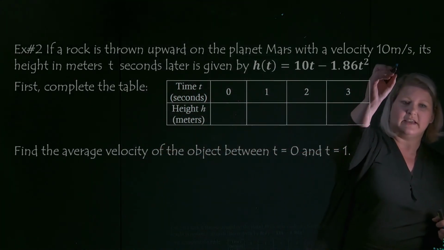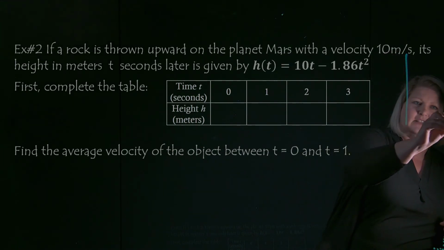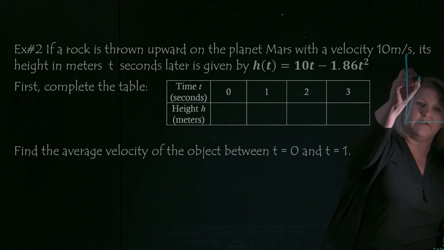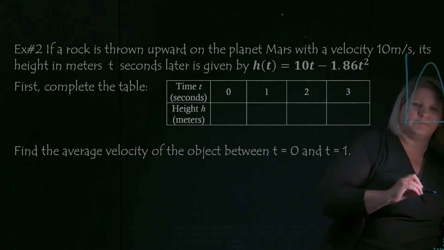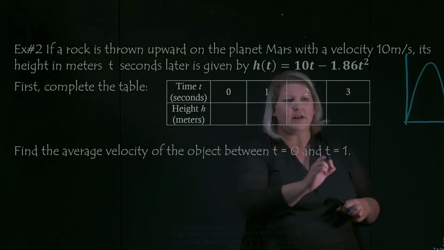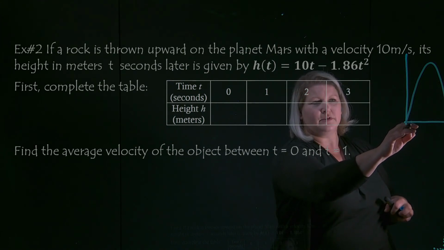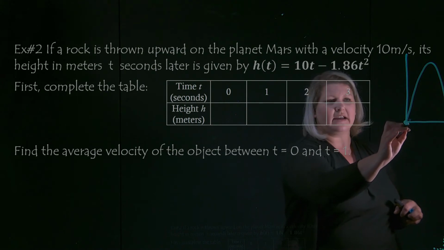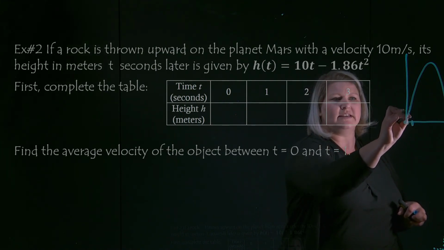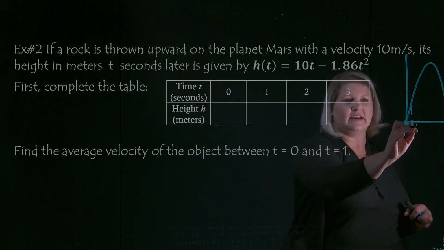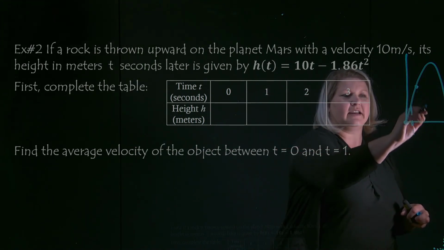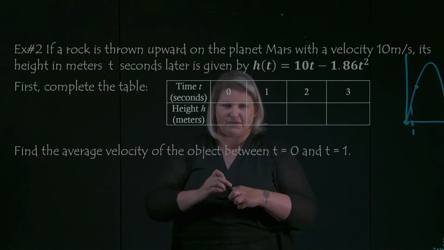Now notice, this height function here is a parabola. Okay, so it's kind of a parabola that looks like this. So I want to know at time equals 0 seconds, how high is the rock? At time equals 1 second, how high is the rock? At time equals 2 seconds, how high is the rock? At time equals 3, how high is the rock?